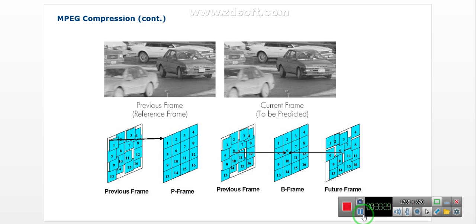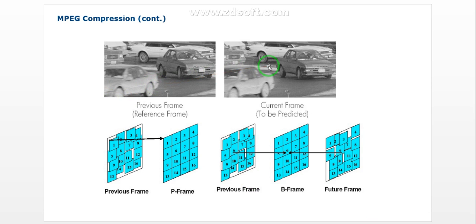Now coming to the example of MPEG compression. Now you can see you have two images, the previous frame and the current frame. The previous frame means we always have a reference frame, because you are going to compare the new frame with the reference frame. So what kind of changes did we make? Now you can see this example.